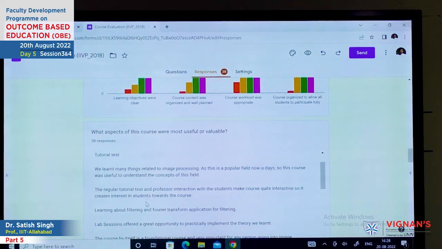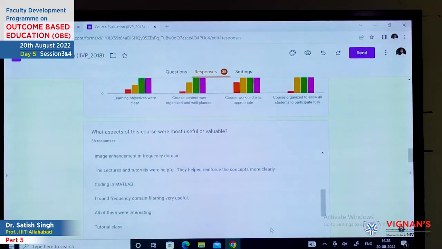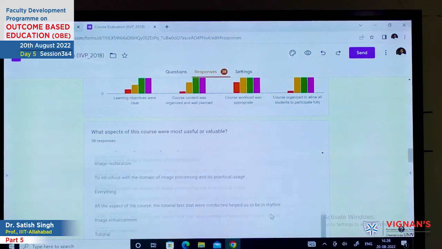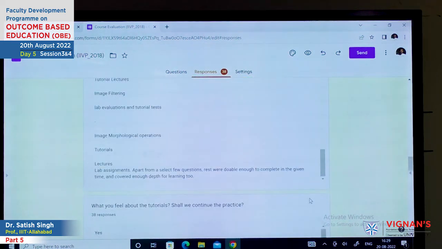Simply, you give the flexibility and they will write. They can write up to 200, 500 words. Why are these things required? Sometimes you find which part was most interesting, which part was most boring, and then how to tweak the content delivery and the content itself.